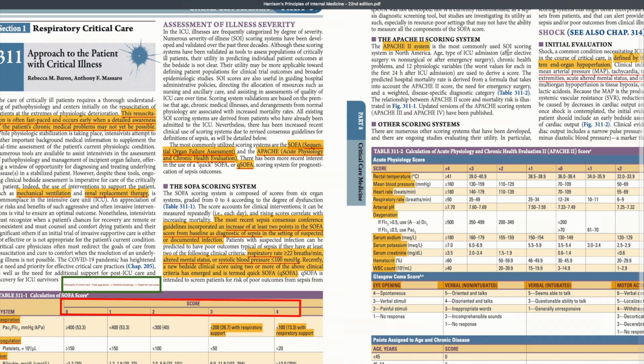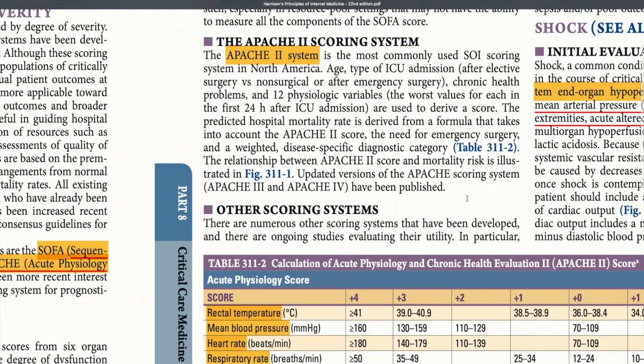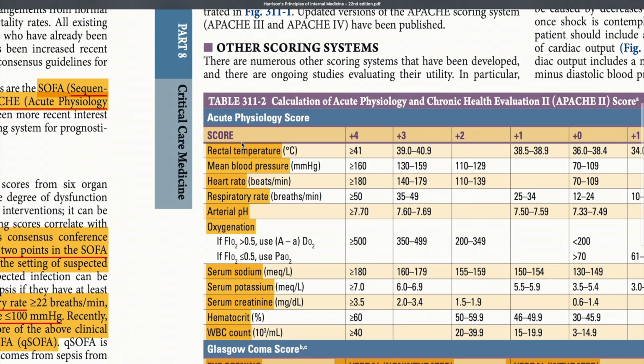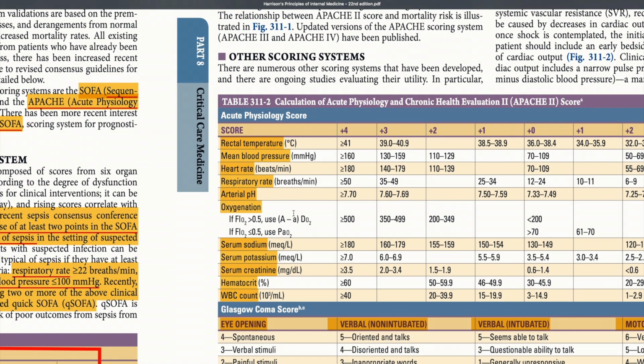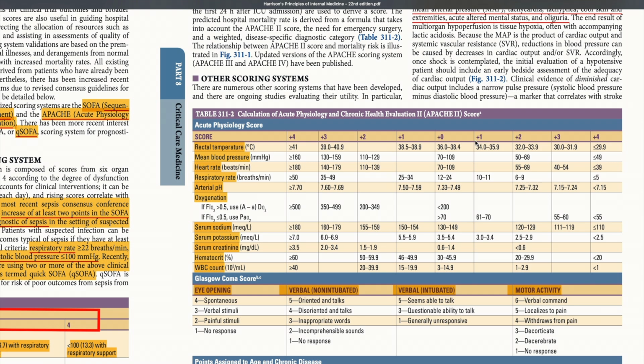Next, we'll be seeing about the APACHE II scoring system. This is most commonly used in North America. So it has rectal temperature, mean blood pressure, heart rate, respiratory rate, arterial pH, oxygenation, serum sodium, serum potassium, serum creatinine, hematocrit, and WBC count. And if you want, you can take a screenshot of this whole scoring system.